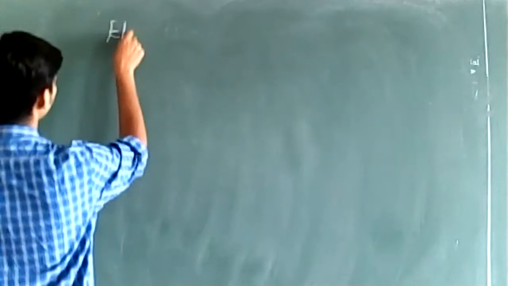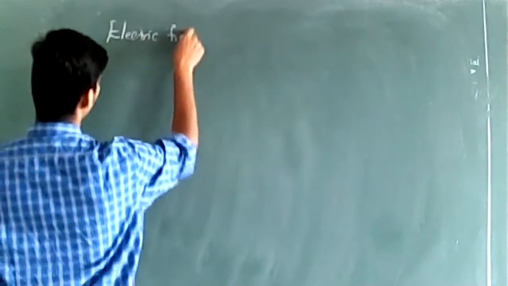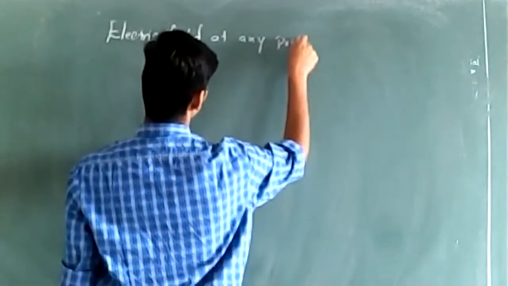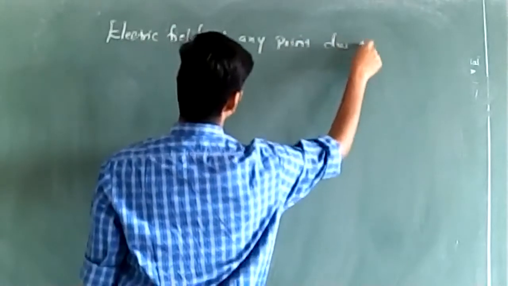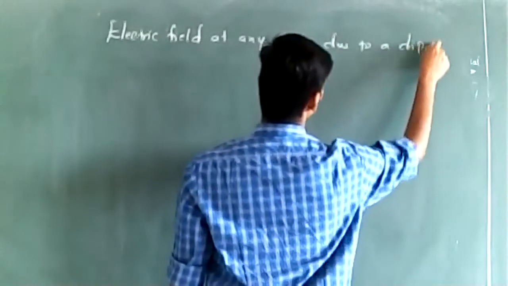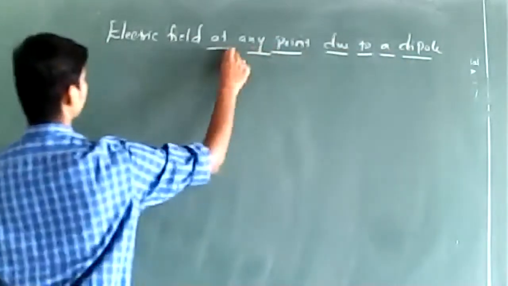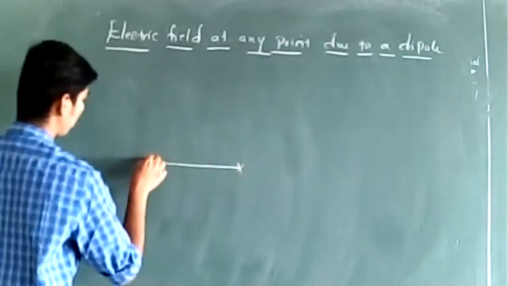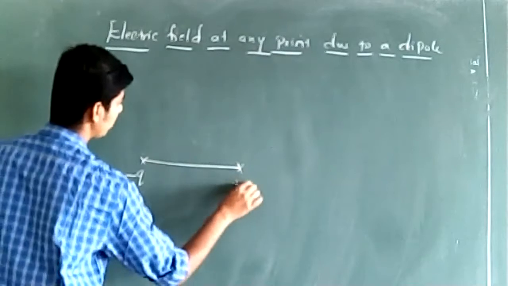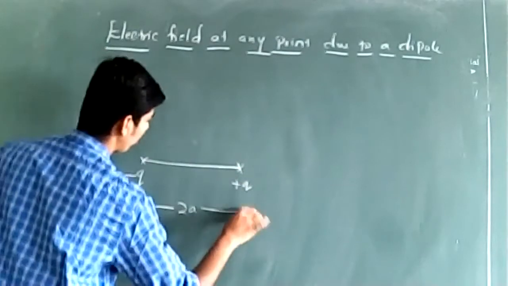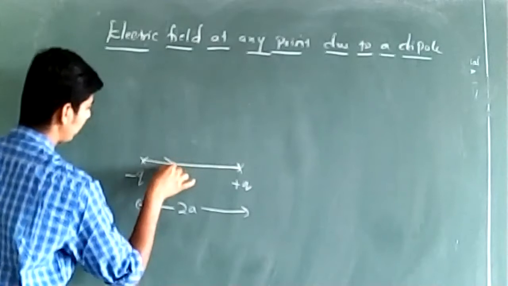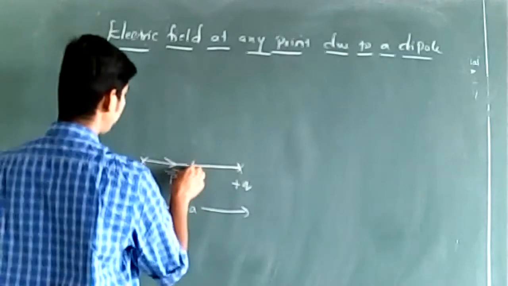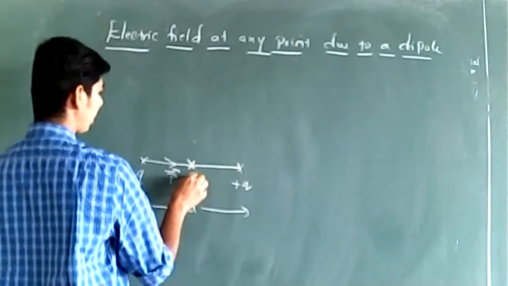Electric field at any point due to a dipole. See, here we have an electric dipole. Let this be minus q and let this be plus q. 2a is the dipole length. P vector is the electric dipole moment. The electric dipole moment always points from minus q to plus q. Let O be the center of the dipole.